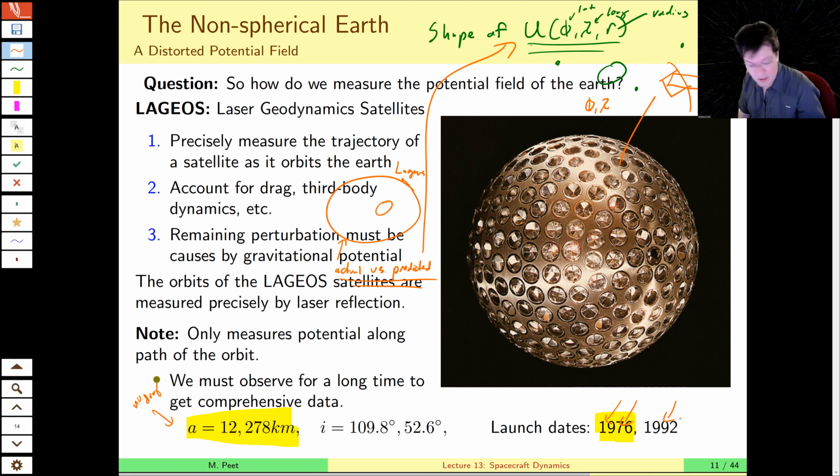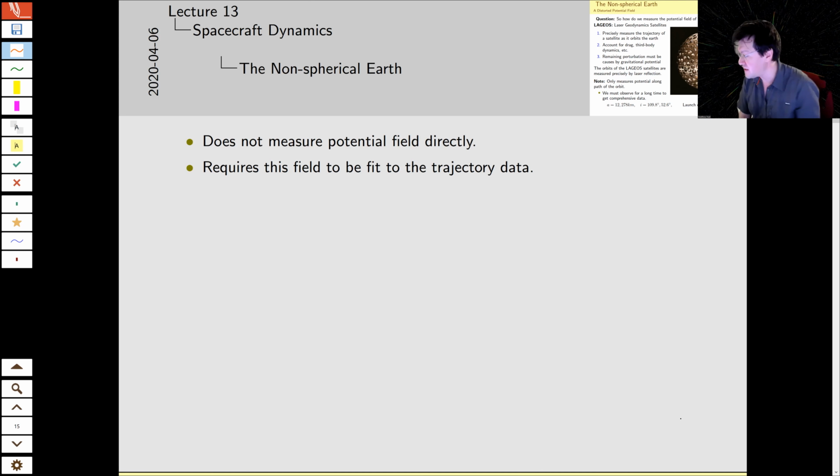But of course, it has this disadvantage, right? It doesn't measure the potential field directly. It measures the orbit, and then you have to reverse engineer that, invert the problem in order to get the actual potential field. So you go from orbit to potential field, which is a bit unsatisfying and prone to error and things like that.